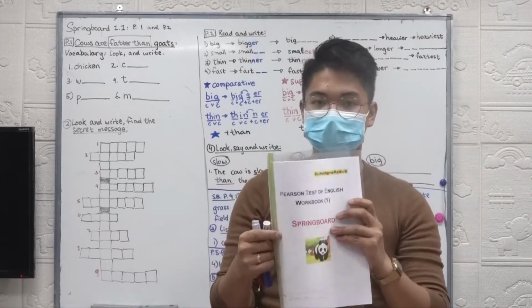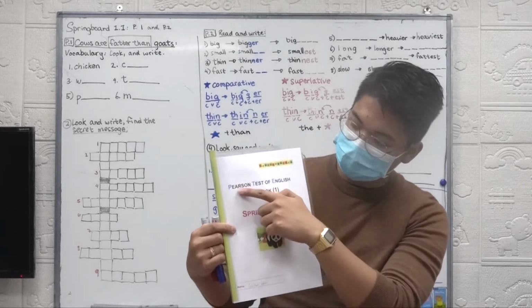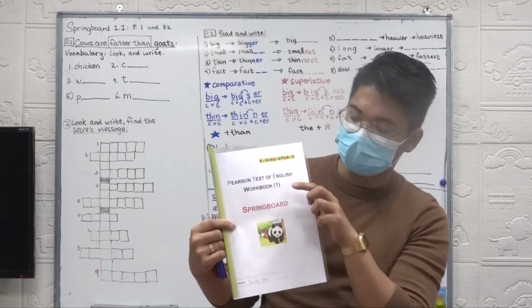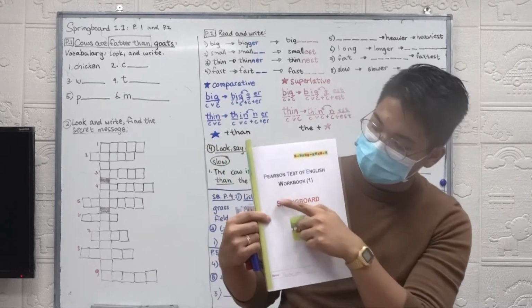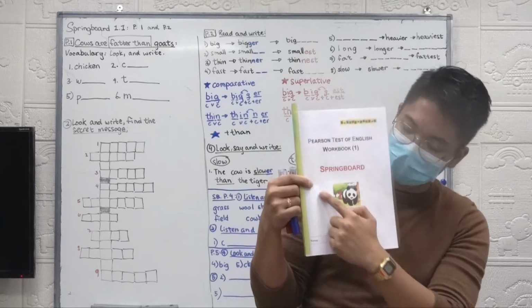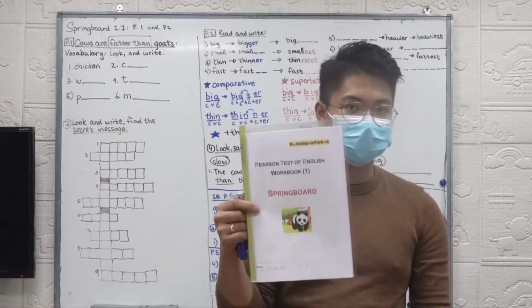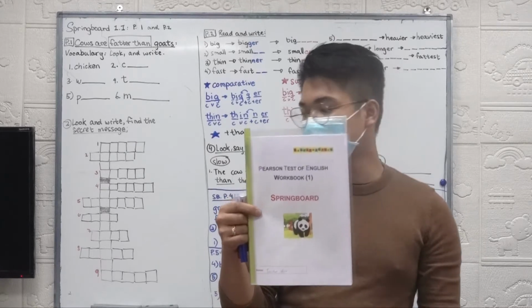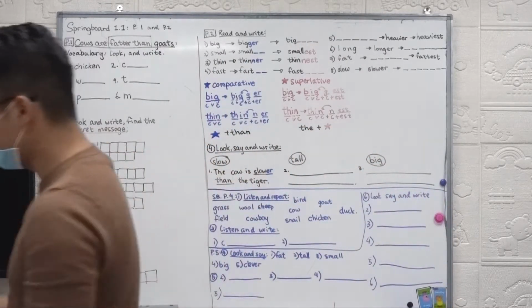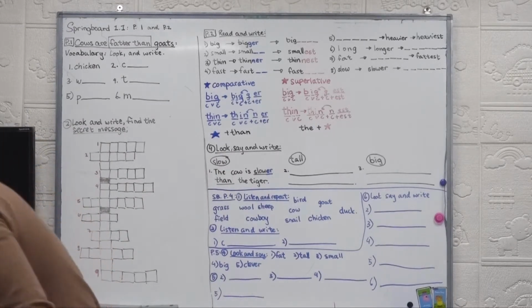So this is our workbook. Make sure you have the correct one, right? So it's PTE, Pearson Test of English, and then it is workbook number 1. It should say Springboard, Springboard with a panda. So make sure you got the correct ones. All right, so take out your pencil, erasers, and maybe notebooks. If you have notebooks, you can take them out as well.